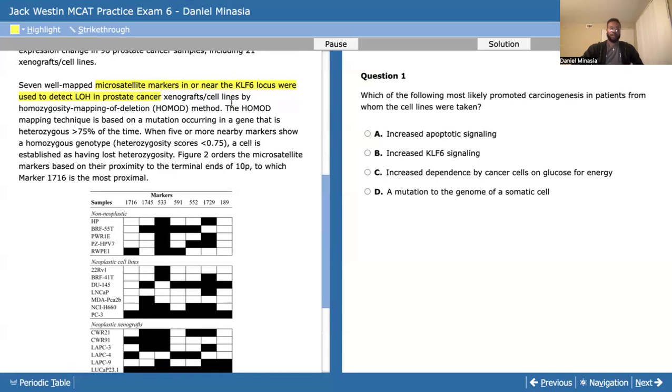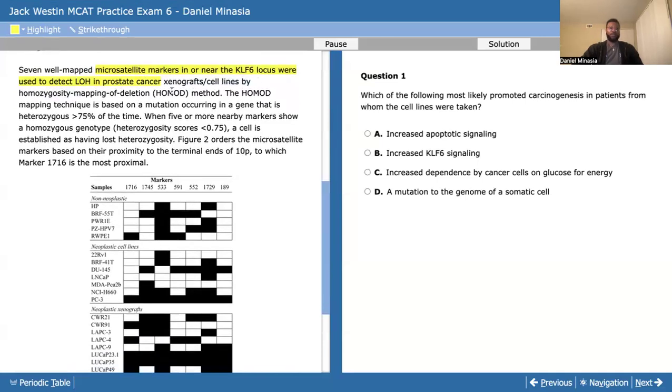So I'm guessing, well, no need to guess, I'll just read. Xenograft/cell lines by homozygosity mapping of deletion method, HOMO-D. Again, extraneous information. You don't need to memorize or know the methods. I mean, you will have to know some in medical school, but right now, just read it, move on. So the HOMO-D mapping technique is based on, you need to know how it works, somewhat. They'll give you how it works.